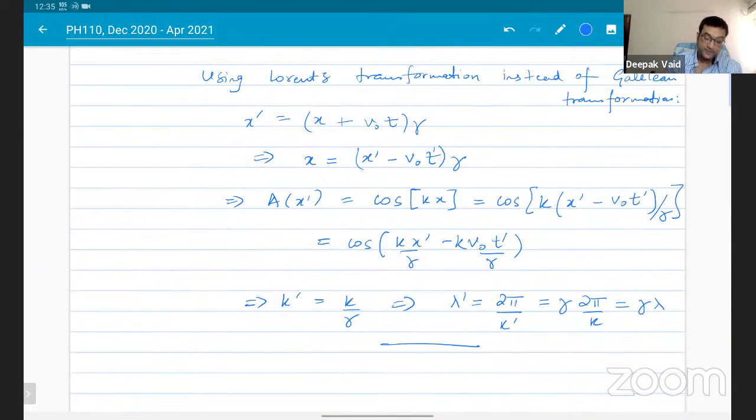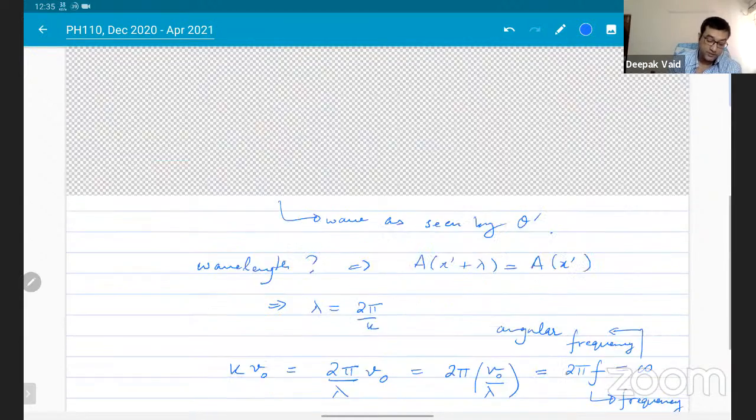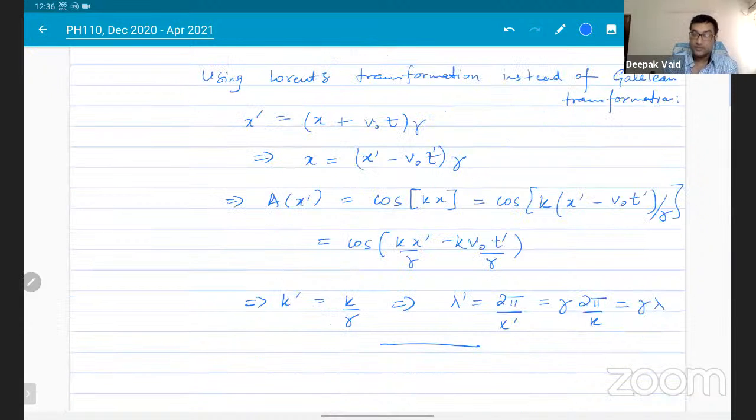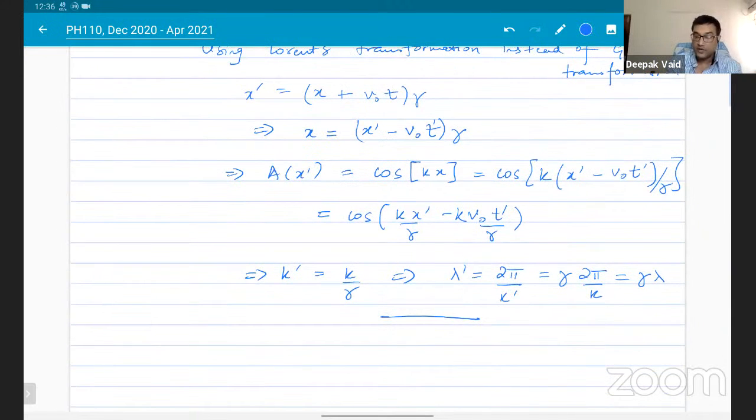Because the thing is, this wave is not really moving in the first frame of reference. In the first frame of reference, it's frozen. So if I want to go from one frame to another frame, what I should do properly is write down a moving wave in the original frame, then transform it according to Lorentz transformation. But the point remains the same.